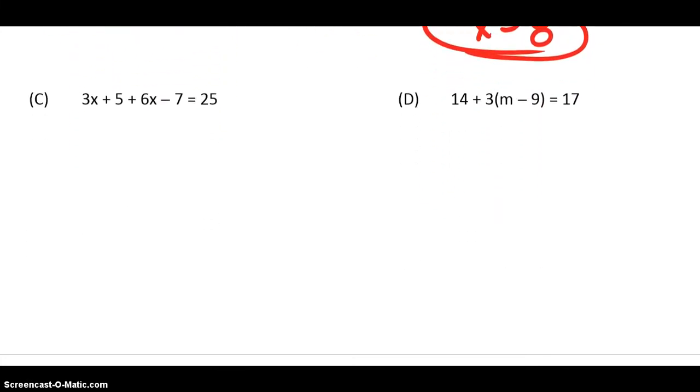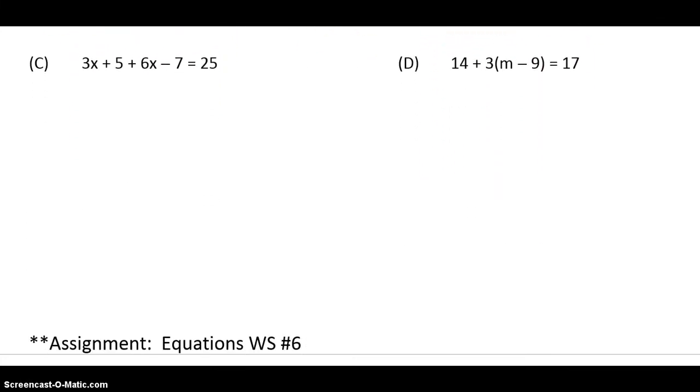Okay, if you need to, rewind and watch that again and go through and figure out how to solve for x. If not, let's go on to problem C. So I find my equal sign. I look at my right-hand side and I just have 25 over there. Sometimes you might have to clean up the right-hand side.